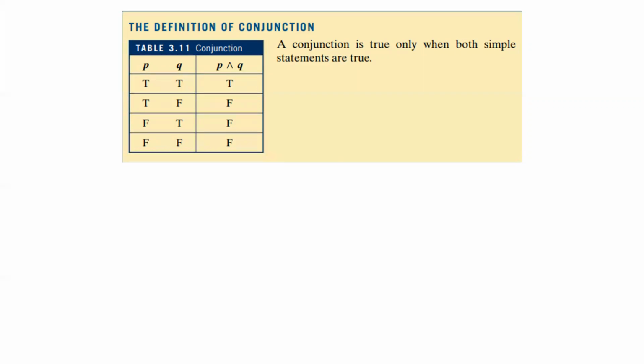Once we have those left two columns built, then we determine what the conjunction means with our truth table. On my first row I have two trues, so that means P and Q have to be true. The second row I have true then false, which forces P and Q to be false. My third row is false then true, which forces P and Q to be false. And my last row is false and false, which forces P and Q to be false.